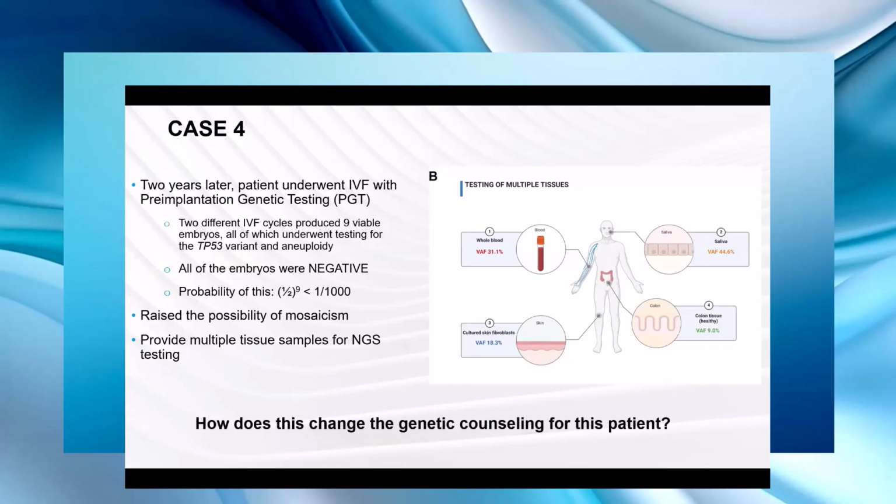So I think, given that none of the embryos actually tested positive for the TP53 variant, it's likely that the percentage in her germinal tissues is very low, if not absent, and her reproductive risk will be low.